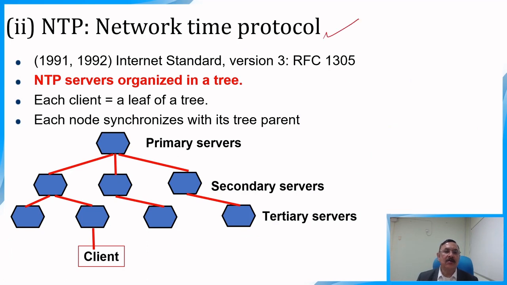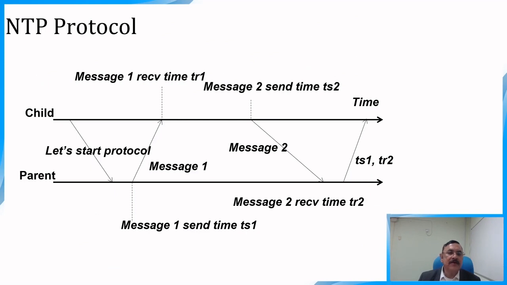Now another protocol is called Network Time Protocol, and Network Time Protocol became the internet standard, that is RFC 1305. Network Time Protocol servers are organized in the form of a tree. Each client here is a leaf of the tree, and each node synchronizes with its parent. So let us see about the Network Time Protocol. Here a child will send a message, let's start the protocol. The parent will send message 1 with its timestamp TS1.